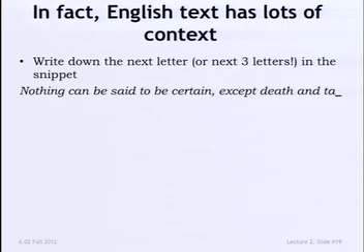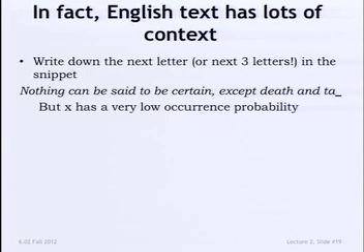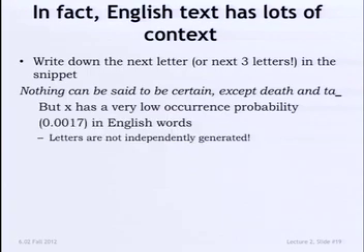So even though X taken in isolation has a very low probability of occurrence, if you look at the histogram on the previous page, you see that the probability is 0.0017. Letters are not independently generated.